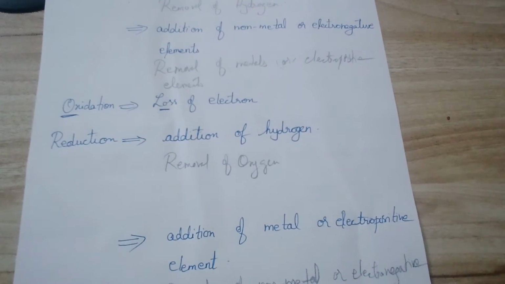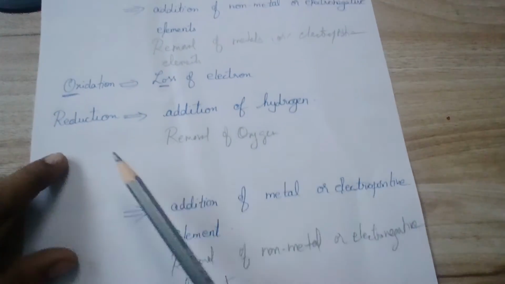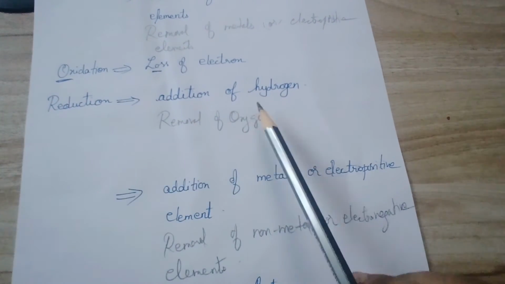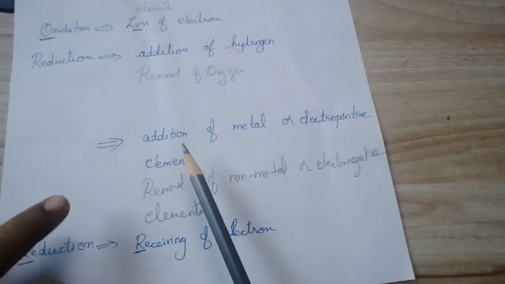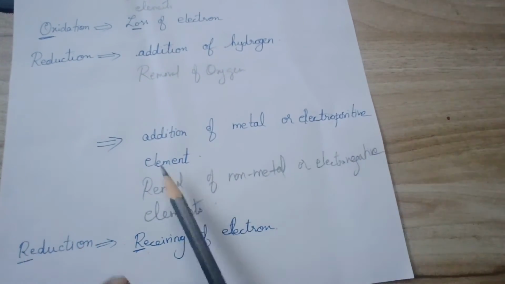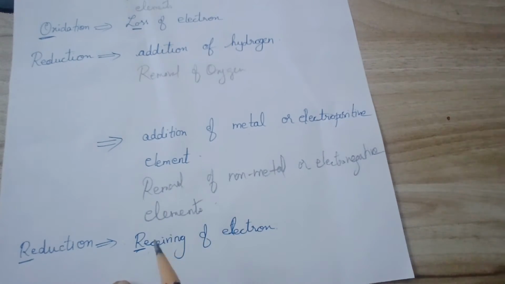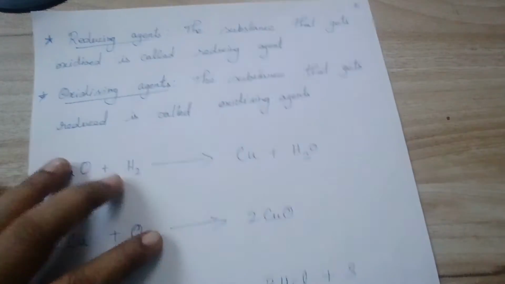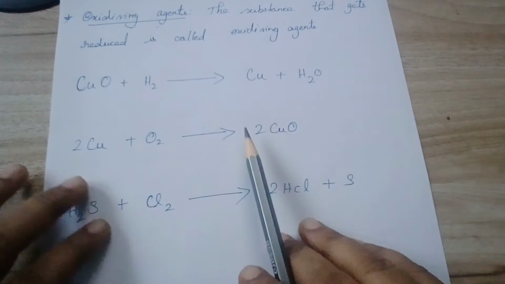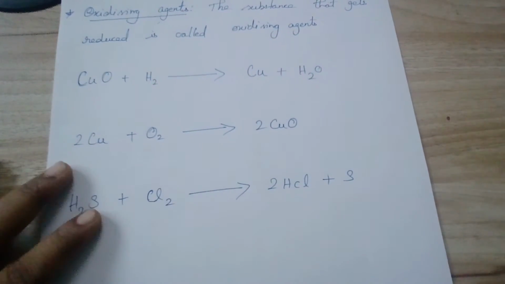Likewise, reduction means addition of hydrogen. In other words, removal of oxygen, or addition of metals or electropositive elements, or removal of non-metals or electronegative elements. Reduction is otherwise called receiving of electrons. You will see some examples, then we'll move to what a reducing agent and an oxidizing agent are.